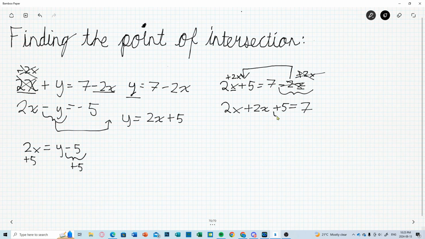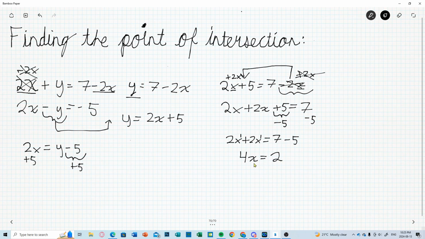And now we want to get rid of this plus 5, so we're going to subtract 5 here, and subtract 5 here, to give us 2x plus 2x is equal to 7 minus 5. Now, since they have the same variable of x, both to the degree of 1, we're able to add them together to give us 4x is equal to just 7 minus 5, which is 2.